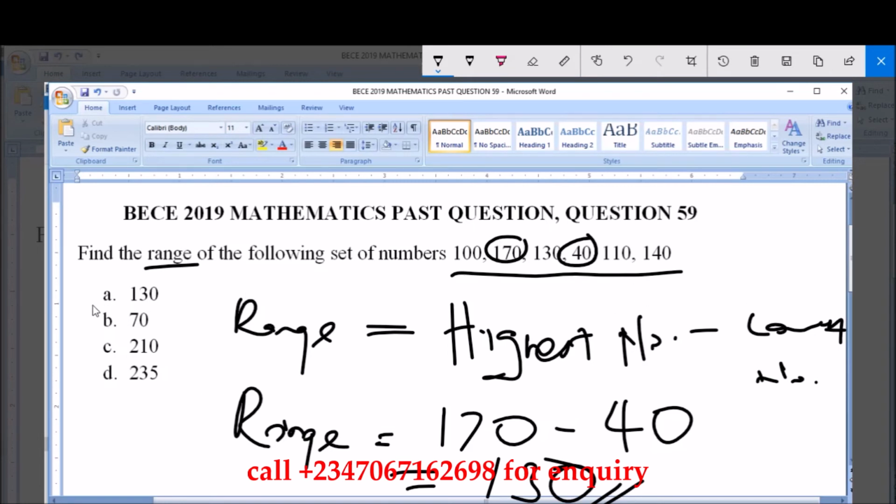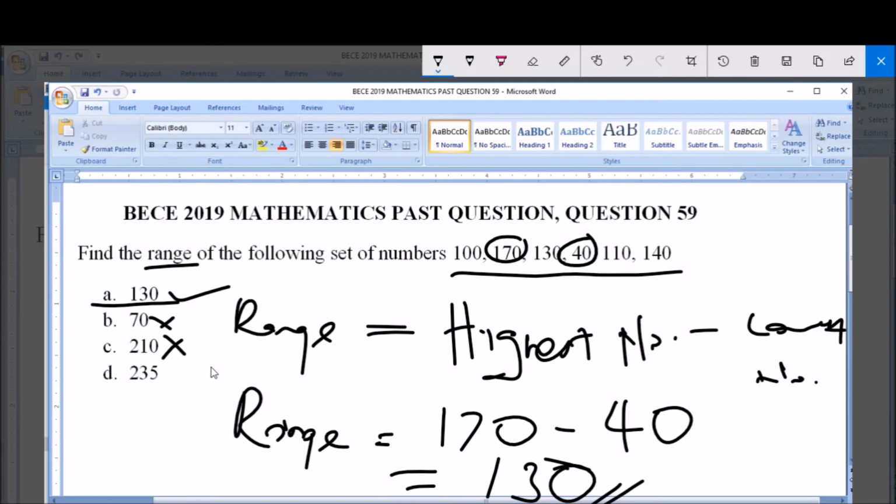Option A here says 130, which is correct. B here says 70, which is wrong. C says 210, wrong, and D says 235, which is wrong. So A is our answer. The range of the following set of numbers: 100, 170, 130, 40, 110, and 140 is 130.